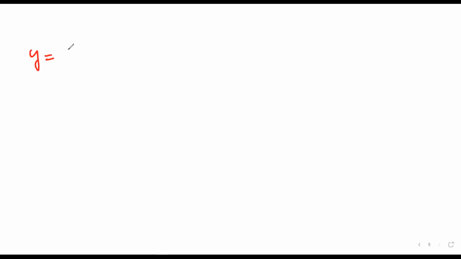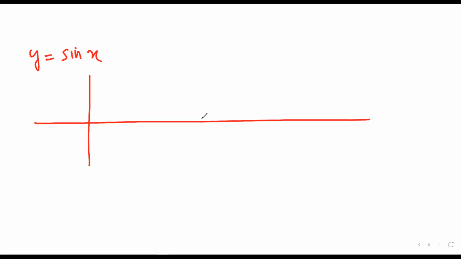So, y is equal to sin x. Now, y is equal to sin x would look something like this. Of course, it will go both on the left hand side and the right hand side.